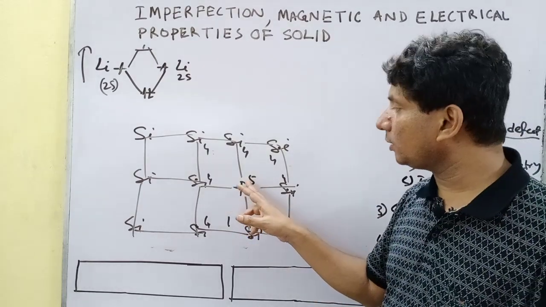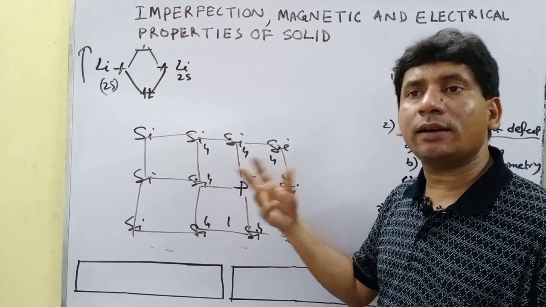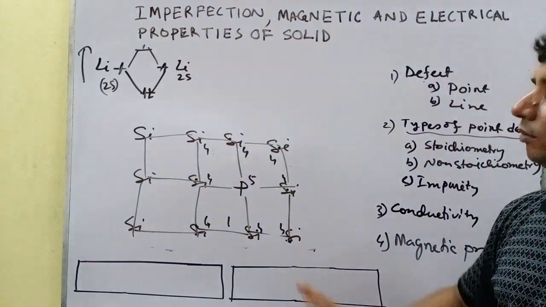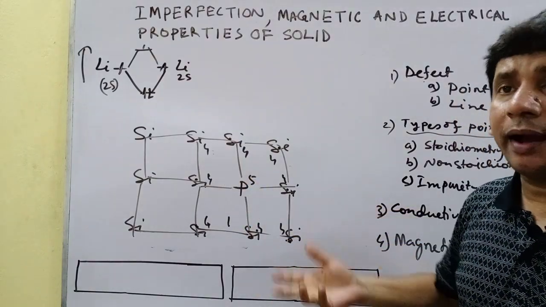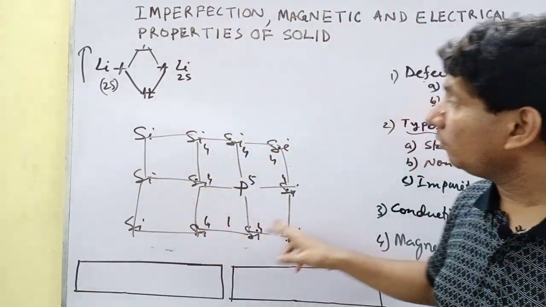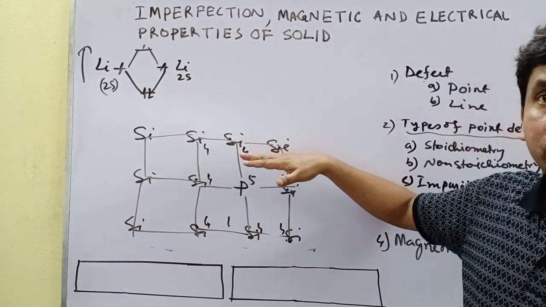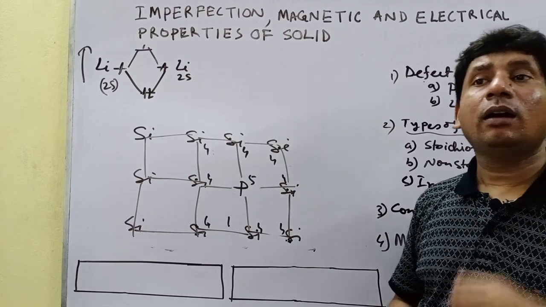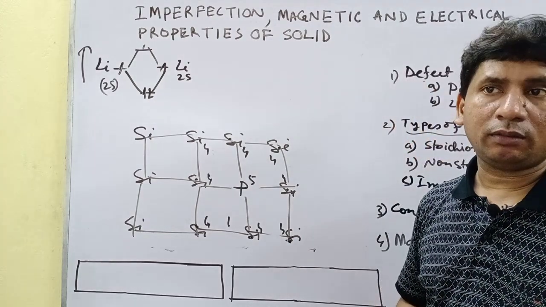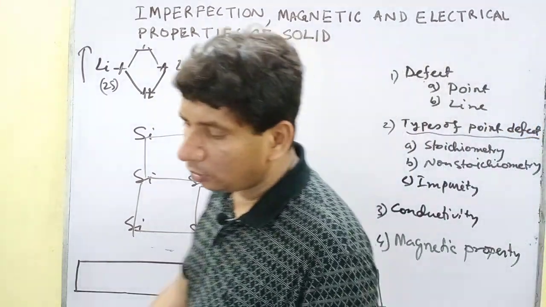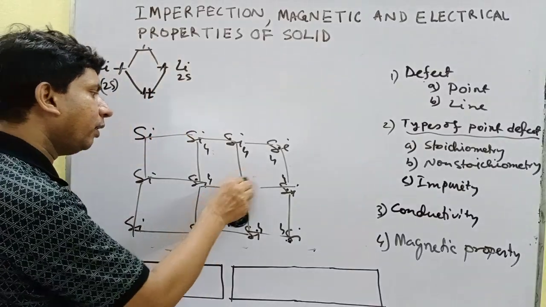And since it is negatively charged, that means the number of electrons is higher than in the 4 electron system. So this is an N-type semiconductor. If we dope boron here, what happens?